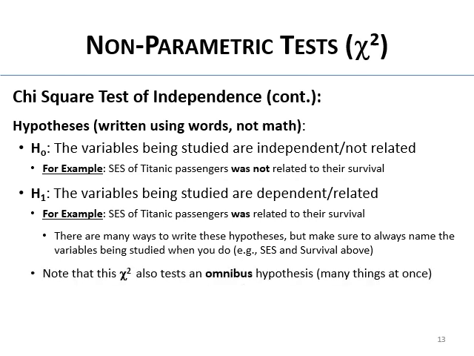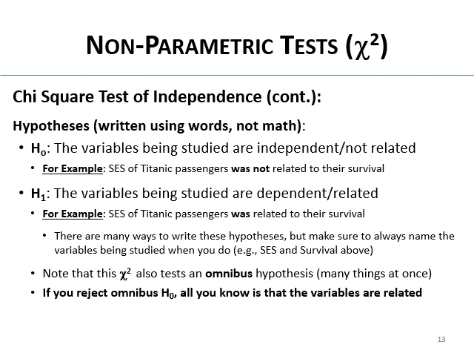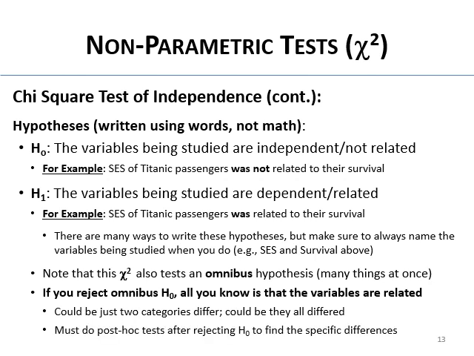So this chi-square is also an omnibus test of a hypothesis. It tests many things at once. When you reject the null, all you know is that the variables are related. So there is some sort of relationship. Could just be, again, 2 categories differ. They could all differ. You don't know. You've got to do post hoc tests after rejecting the null to find the specific differences.